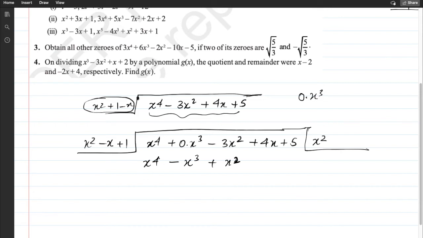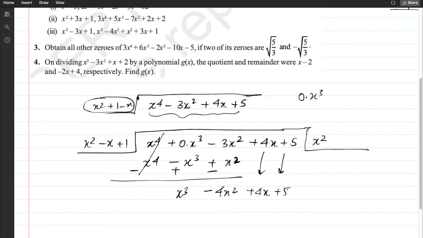Now I need to subtract these. So positive will become negative, negative will become positive, positive will become negative, and this will be cancelled out. Now the new sign is positive, so x cube plus 0x cube will give me x cube. This is 0, right? And this is minus 3x square minus x square. This will give me minus 4x square. I hope you are getting this part. And the rest will be carried down like this, plus 4x plus 5.